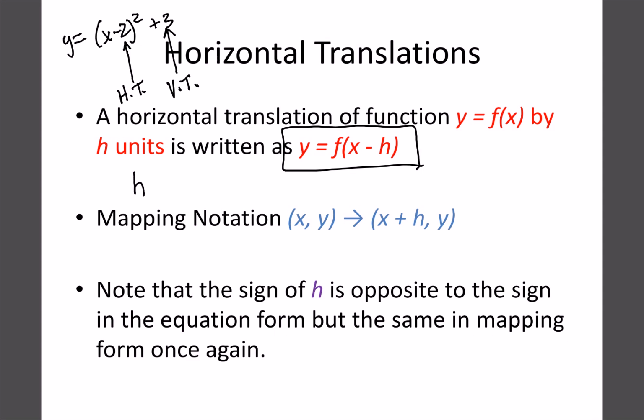So if our h value in this case is 2, we have minus 2, that means we went 2 to the right. Okay, maybe writing it as h equals 2 is kind of confusing, so let me change that quickly.